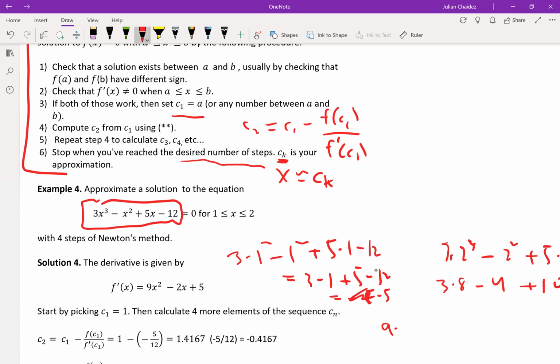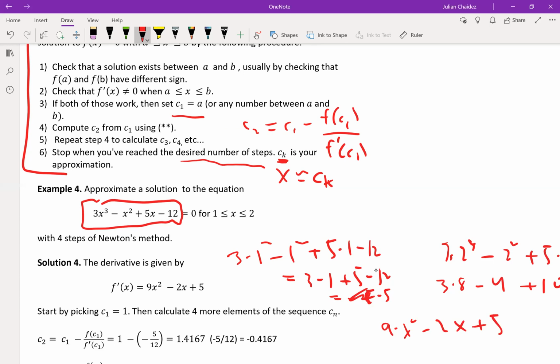So if I look at 9 times x squared minus 2x plus 5, you can see here that if I plug in any number that's between 1 and 2, this will always be positive. So I can't have a 0 in between there. So basically, the derivative never vanishes between 1 and 2, but there's a 0 of f itself in that range. So that verifies 1 and 2.